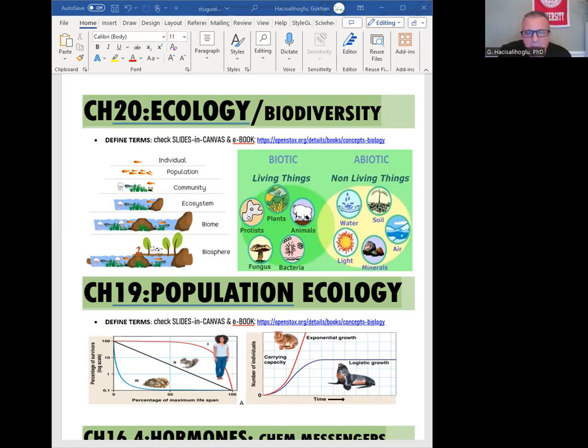Biomes and habitat. Habitat means a specific neighborhood. That's habitat, right? A specific neighborhood. But biome is major neighborhoods. So habitat is a specific neighborhood. Biome is a major neighborhood. So let's go over some other topics that we covered in chapter 20.